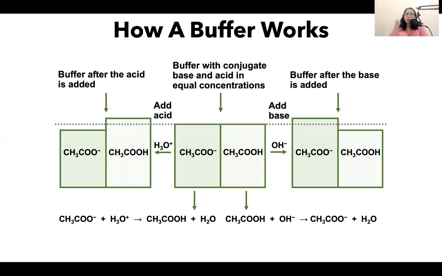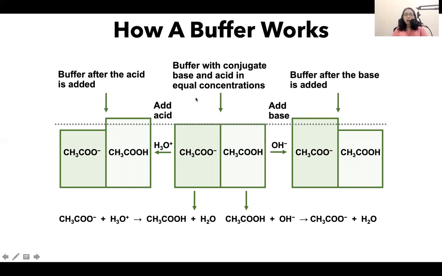So, for example, you all know that acetic acid is a weak acid and its conjugate base is acetate. So, let's start with a buffer that has an equal amount of the weak acid, acetic acid, and its conjugate base, acetate. So the relative levels we see here are equal. So we have equal amounts of the two.